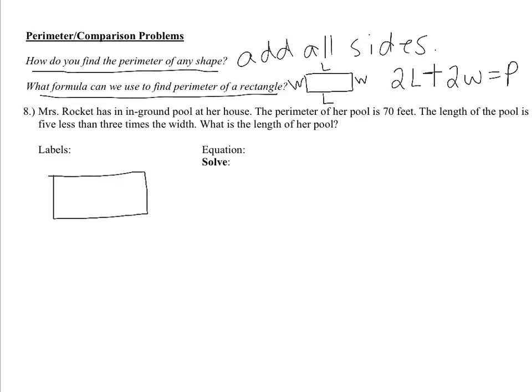And I'm going to label my pool. It says that the perimeter is 70 feet. So that's the total all the way around. I'm just going to write P equals 70 on the inside. Okay? Then it says the length of the pool is 5 less than 3 times the width.